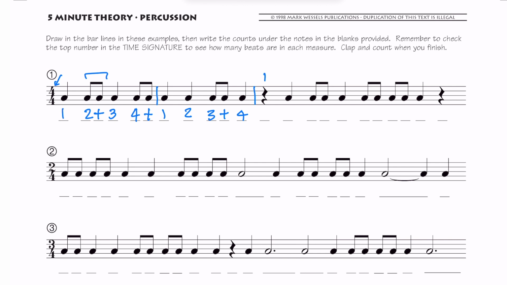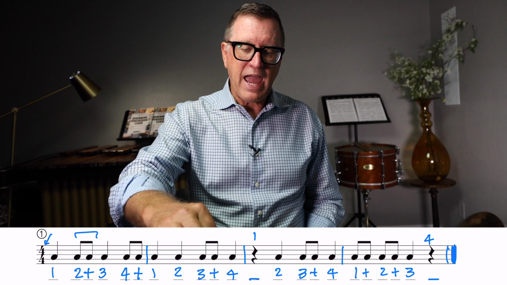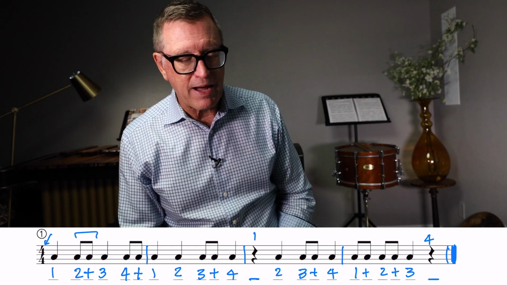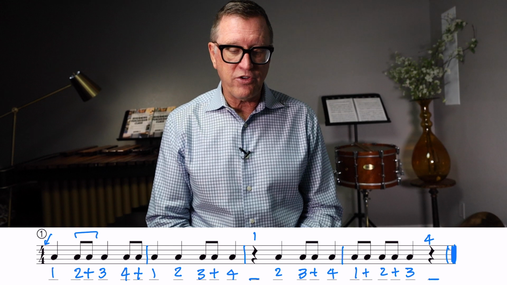Rest on 1, 2, 3, and 4, bar line. 1 and 2 and 3, 4, double bar line. Okay, I have the blanks written here, but I like to put my numbers above the rest. You can put them in the blanks if you'd like with a parentheses. Either way works. So as I'm counting that line, let's do measure by measure just so that you can get really used to counting 8th notes in quarter time.